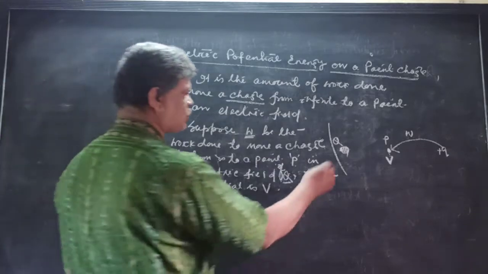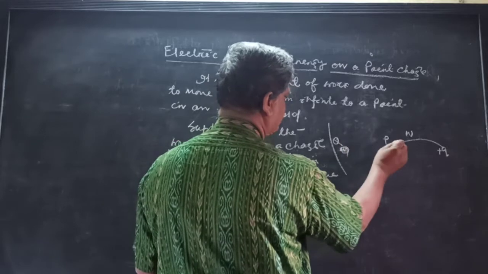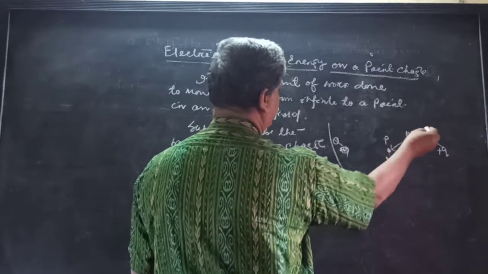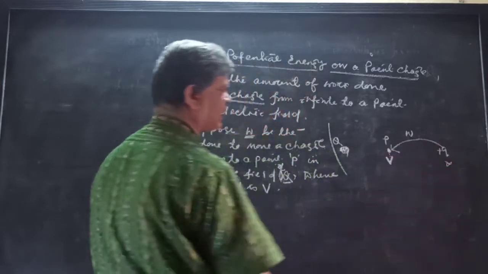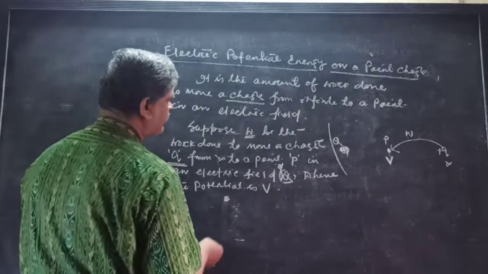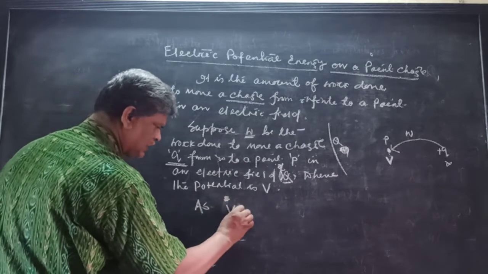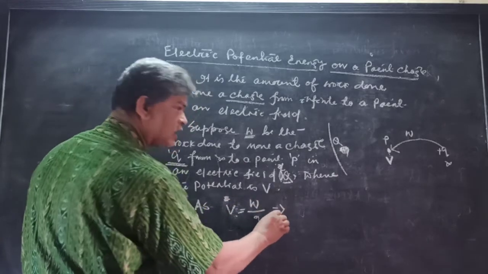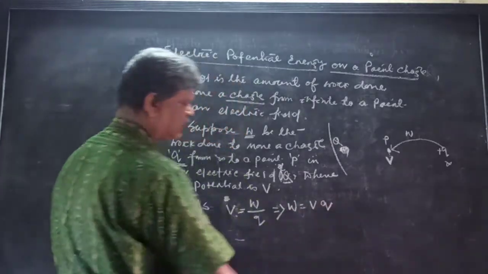So if there is a source charge Q and it creates a field around it, P is a point within its field, and at that point the potential is V. We bring a charge from infinity to that point. So how much work is done? By the potential difference, we know V is equal to W by Q. So that implies W is equal to V into Q.